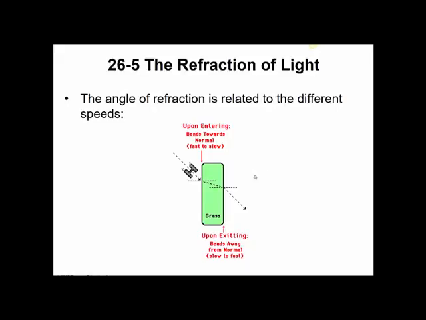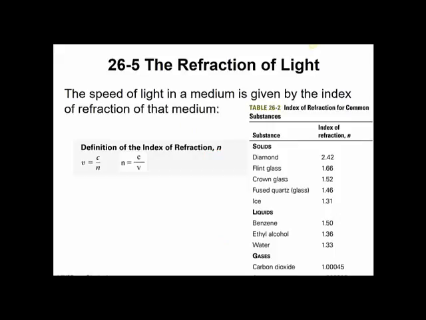So how fast does light travel in different substances? Well, that depends on that optical density I referred to. It's called the index of refraction, n. n is simply the ratio of the speed of light to the speed of light in that substance. It has no units because it's just a ratio of speed to speed.